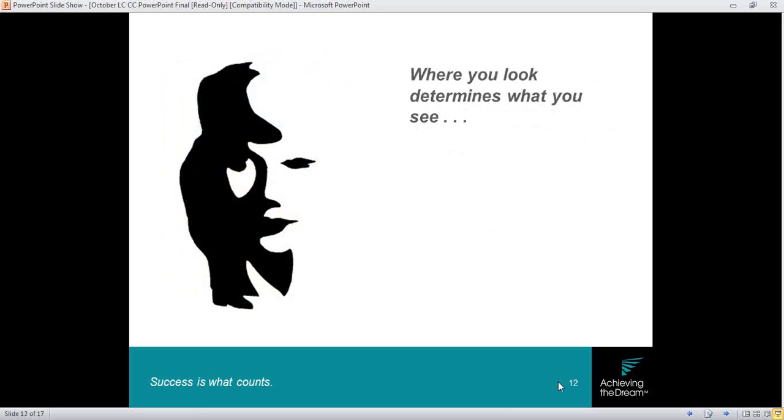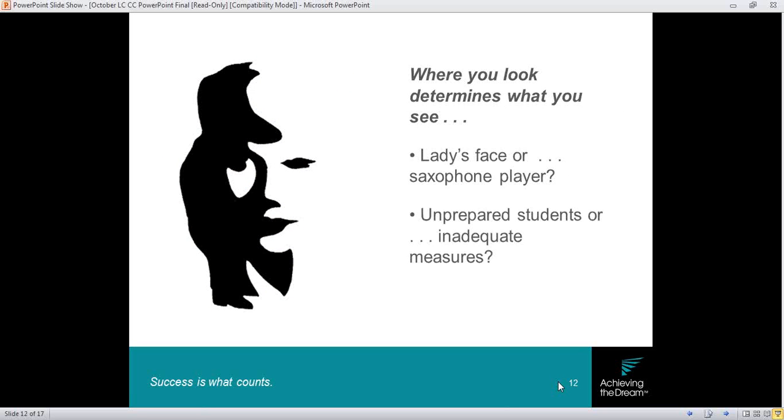There we go. So what I found in looking at the research is that where you look determines what you see. So there's this optical illusion here. But when you're thinking about college readiness, you have to ask, are we looking at underprepared students, or are we looking at inadequate measures of students' preparedness? And increasingly, the answer to that question is becoming less clear as we look at the research and start to wonder how do we measure college readiness.